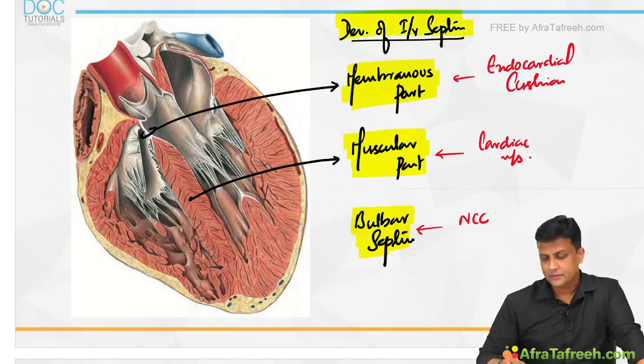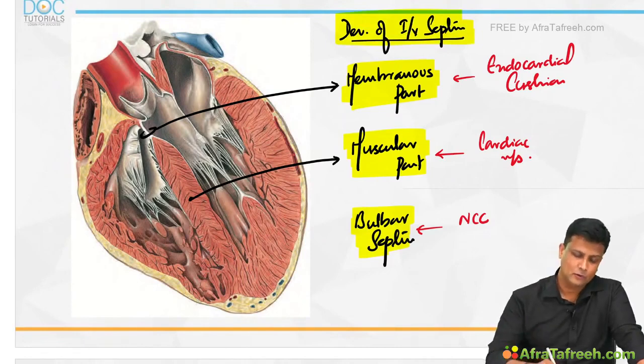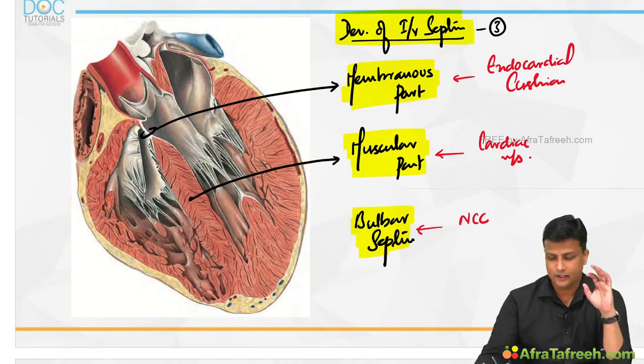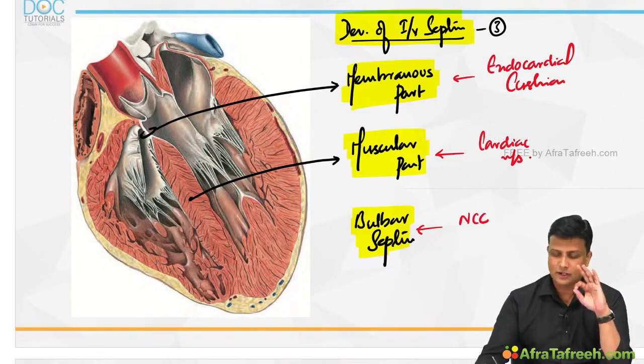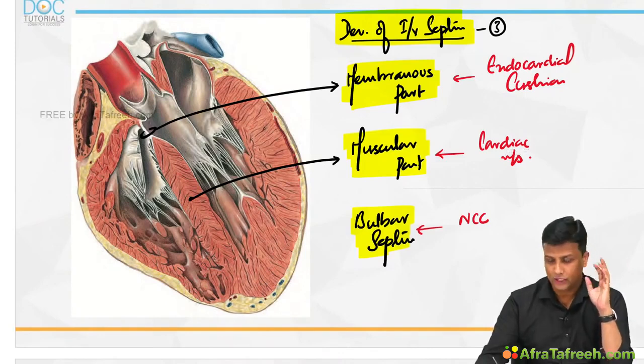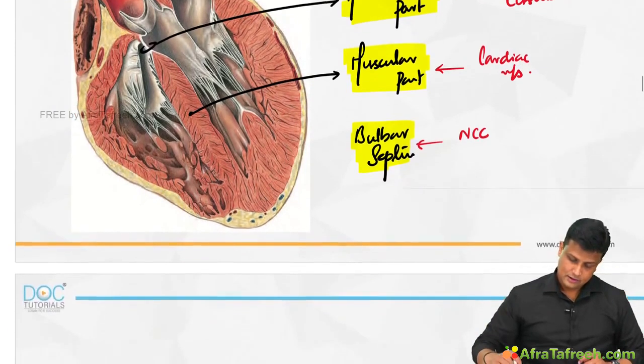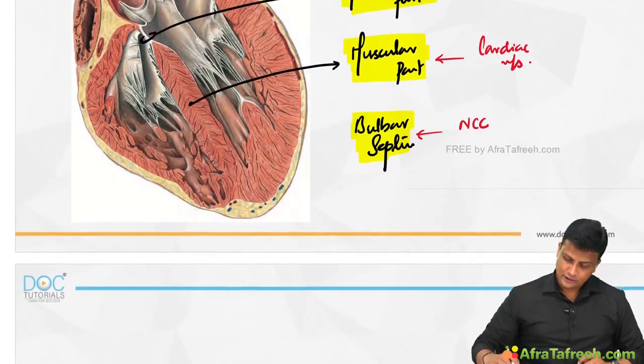So the interventricular septum, it's a very easy topic. Only and only your focus should be on three parts here. So what are the three parts of the interventricular septum? The muscular part, membranous part, and the bulbar part. Bulbar part is derived from neural crest cells. Muscular part is derived from the cardiac muscle, and the membranous part is the one which is derived from the endocardial cushion. Done. Next one. So I hope it is very much clear here.